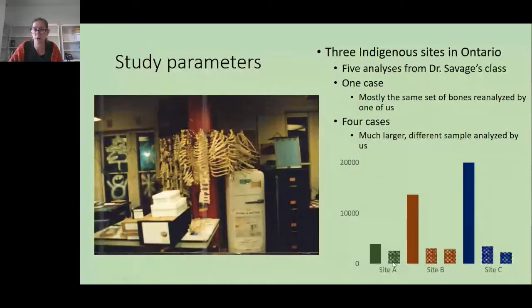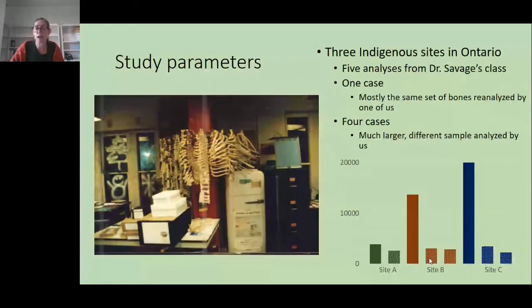So the dotted bars here are the student analyses, and the not dotted bars are the ones that we did. We have one case in which mostly the identical set of bones was analyzed by us and by the student. And then in the other cases, we have very large samples that were analyzed by us and smaller samples that were analyzed by the students, but they weren't from the identical larger sample, okay?